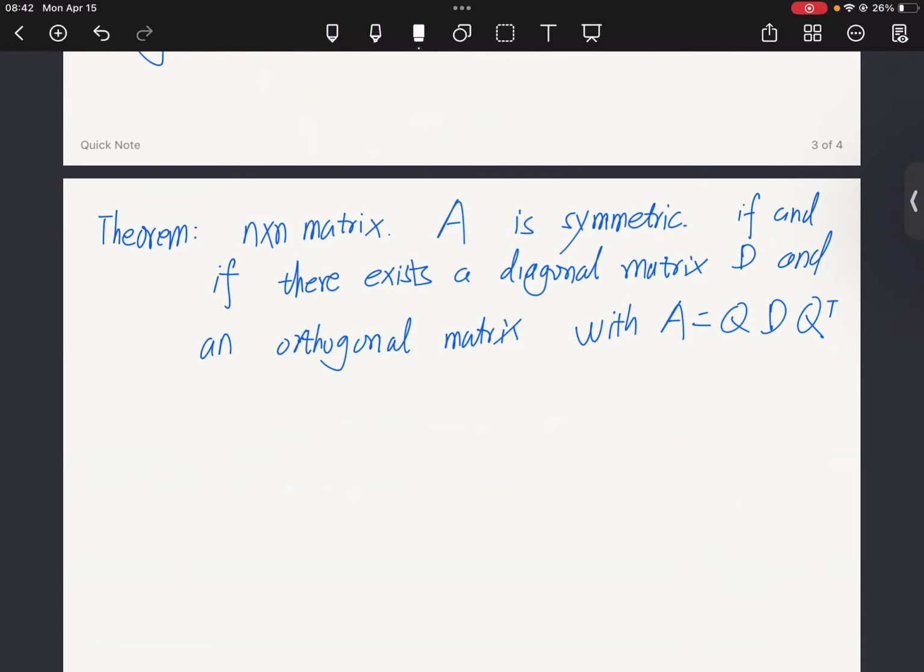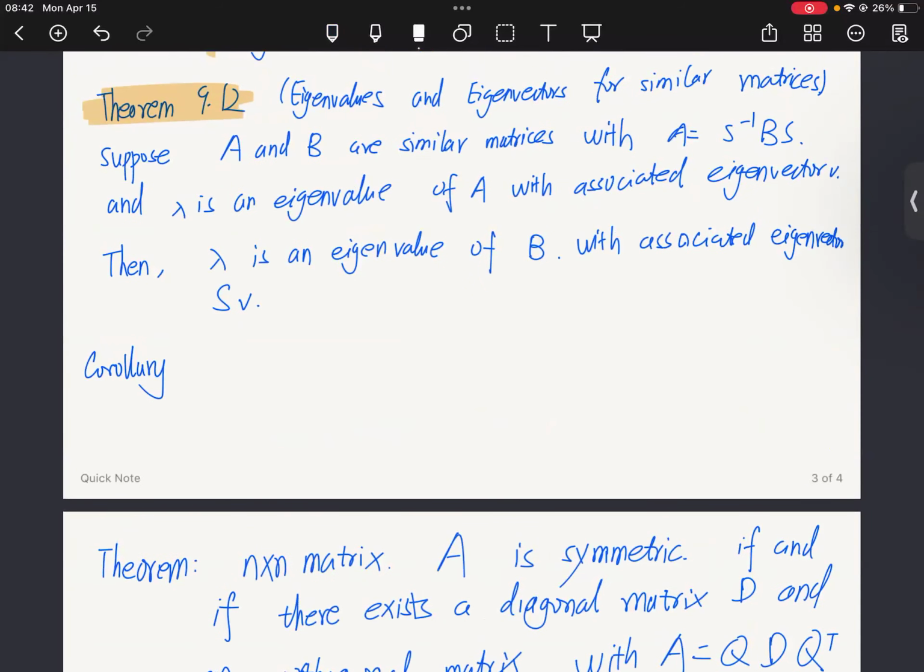And actually there's one corollary from the first theorem, so this is Theorem 9.16. We have one more corollary here about matrices. If we have an n by n matrix A that has n distinct eigenvalues.